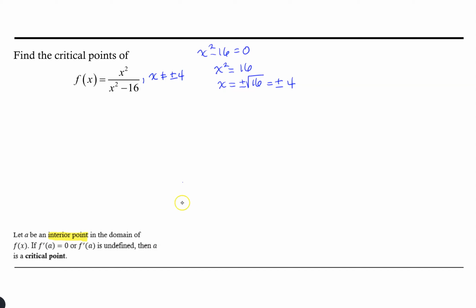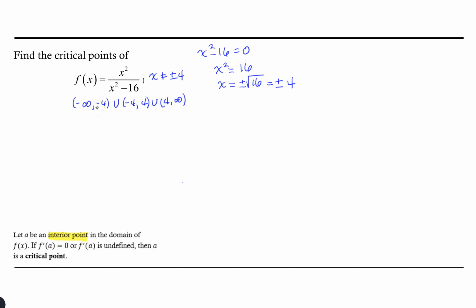So in the case of this particular function, the function is defined for all real numbers except for positive and negative 4. So if I wrote this in interval notation, it would look something like negative infinity up to negative 4, union, negative 4 to 4, union, 4 on to infinity. And so negative 4 and 4 are not considered interior points. They are not interior to these intervals.